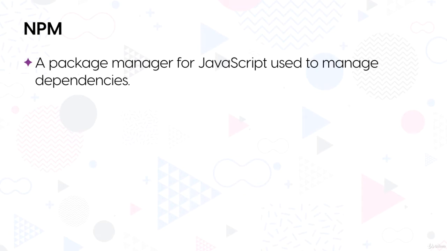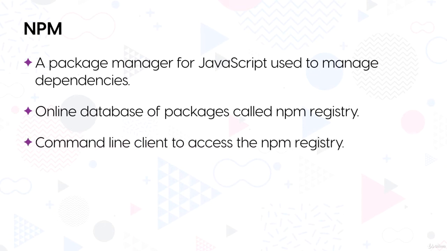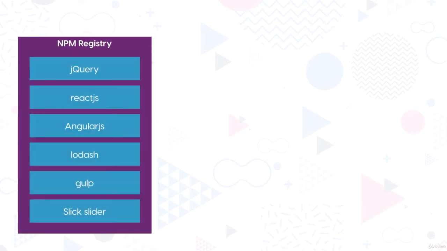So NPM is a package manager for JavaScript and it's used to manage JavaScript dependencies. NPM has a large online database that contains all the packages and it's called the NPM registry. And it also has a command line client in order to access the NPM registry. So how exactly does NPM work? Imagine we have the NPM registry, which contains pretty much all the packages you will need. And of course it's an online database. Now locally on your machine, you need to access this database.